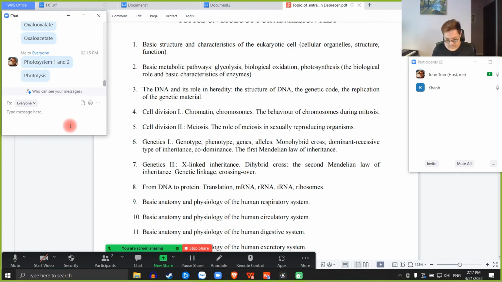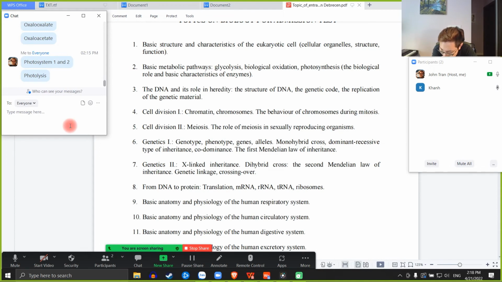With other reactions, the protons help to reduce NADP to NADPH. All of these materials, ATP and NADPH, are necessary for the light independent process.